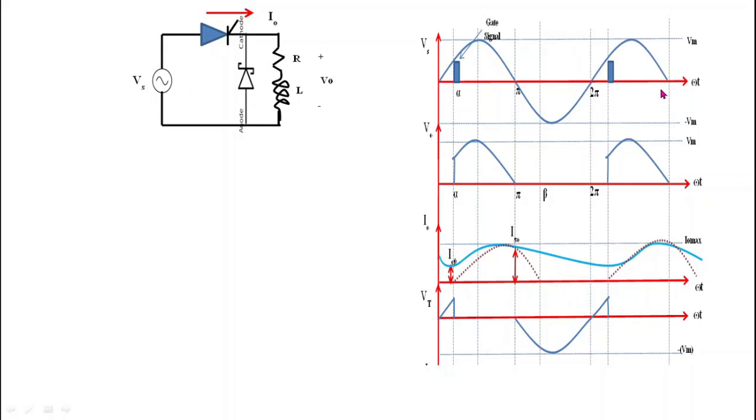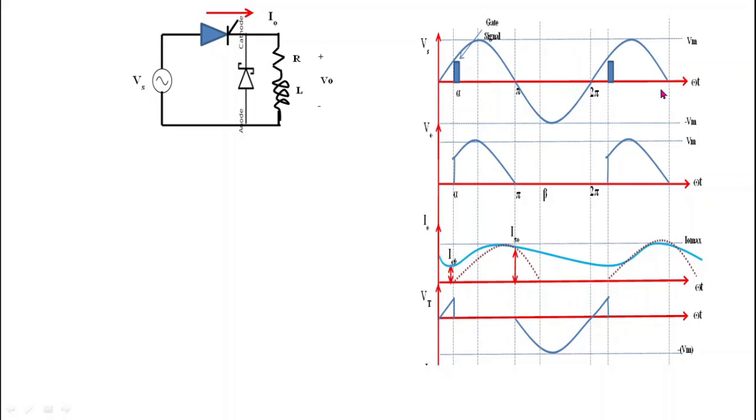Now this rectifier circuit operates in two modes. First is discontinuous conduction mode, second is continuous conduction mode. First we will see the discontinuous conduction mode. During this mode we get output current I0 up to beta due to this inductor L, and this beta is assumed between pi and 2 pi plus alpha.